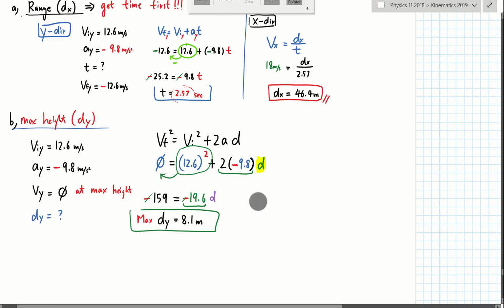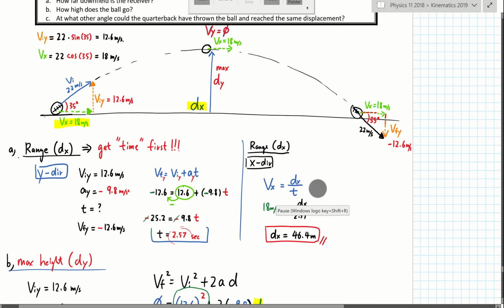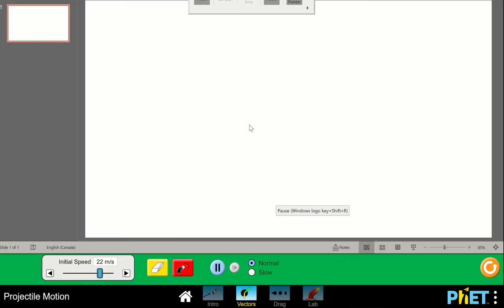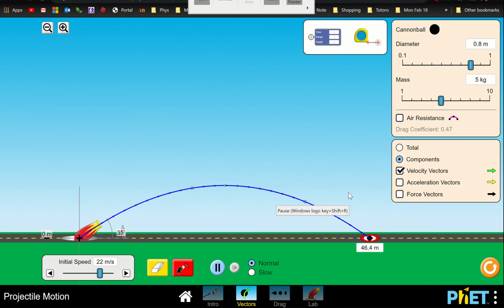All right, the final question then is at what angle can we launch this ball so that the receiver can still catch it if we have like a giant wall in the middle? So we're going to run it with our simulation, which is over here, and 35 degrees can get us to that location. So that's what we want. Now, at what other angle can we get to that location? Let's try 45. Does 45 work?